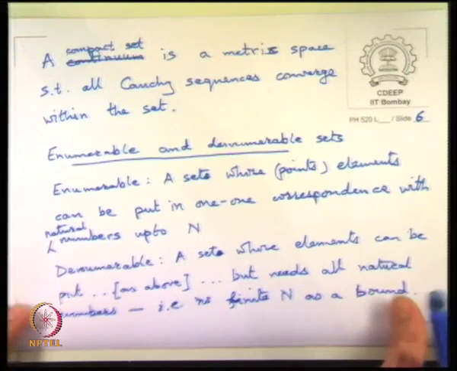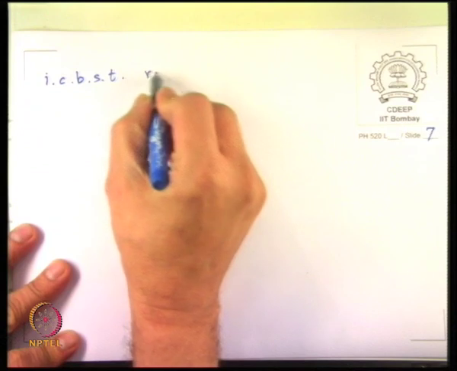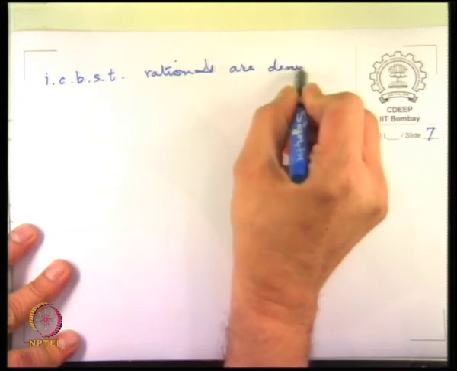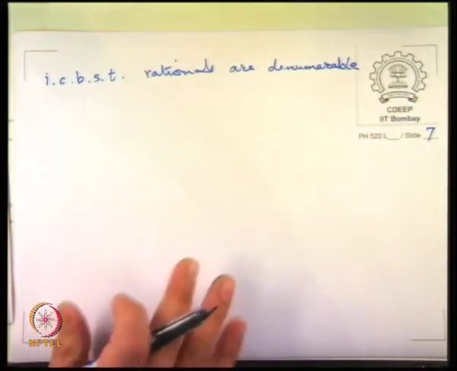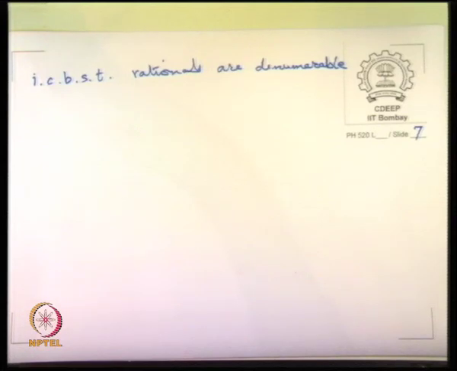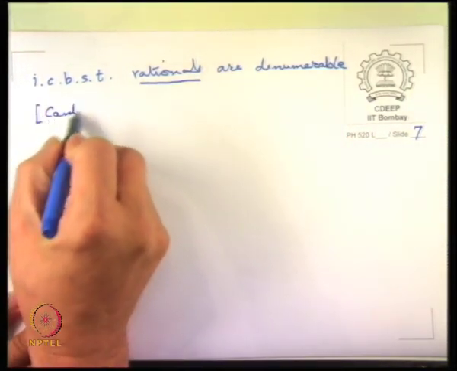Now, it can be shown that rationals are denumerable. Okay. Between 0 and 1, you can have any number of fractions you want, they are infinite, but they are actually listable. It is possible to list them, put them into one-to-one correspondence with natural numbers. So this is called Cantor diagonal procedure.